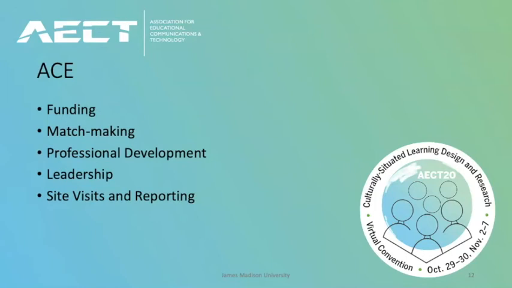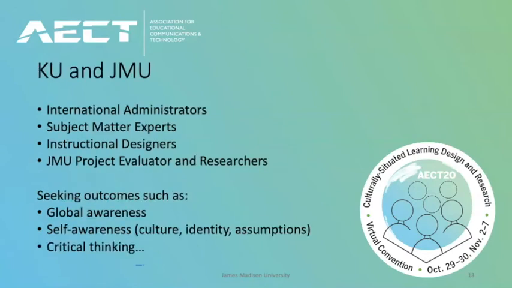So ACE, in addition to funding, provided matchmaking services, professional development training for the triads at each site, leadership, and made site visits and wrote reports on the activities of the grant. Kansai University and JMU provided the triads, the individuals from each site. JMU also had a project evaluator and some researchers. But together, the institutions were all seeking outcomes such as greater global awareness, student self-awareness related to culture, identity, assumptions that they hold, that we hold, and wanted to develop further critical thinking skills.